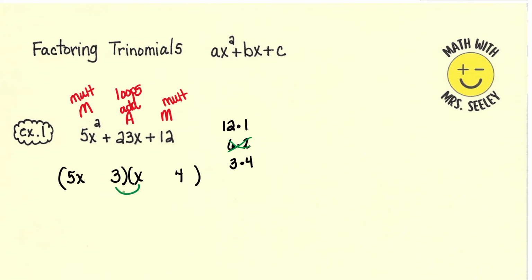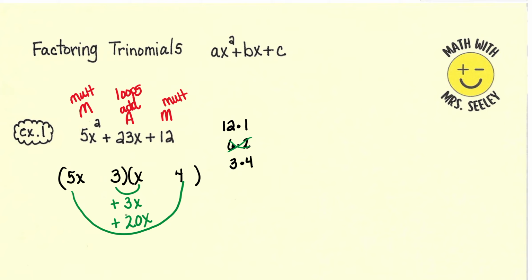So check this loop. 3 times x is 3x. 5 times 4 is 20x. And then I ask myself, is there any way to make a 3 and a 20 get to 23? And there is, if I add them. So they both need to be positives. Positive 3 and positive 20 gets me positive 23.